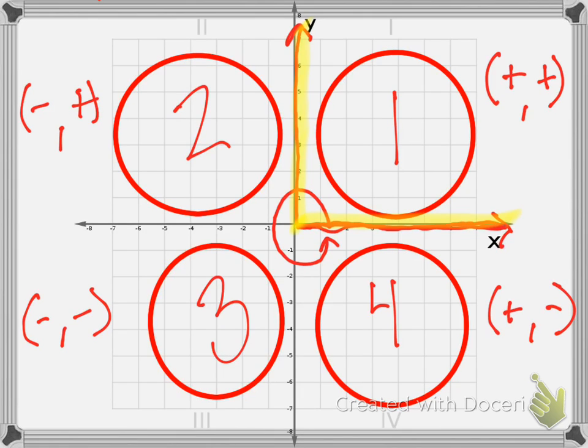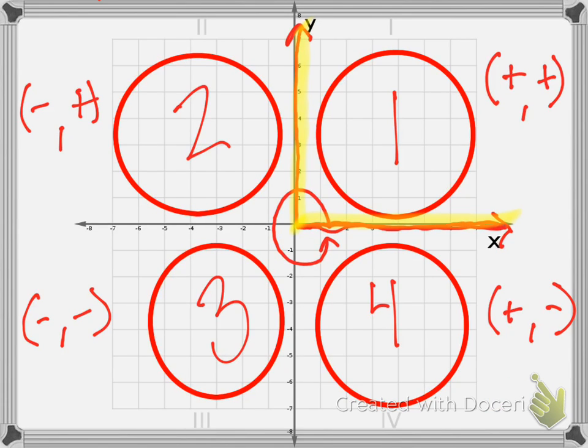Now, if I wrote these in a different order, would they make sense? No. We have them called ordered pairs on purpose. If I went to quadrant 4 and just decided to write my negative y value and then my x value, that is in fact not correct. We can't do that.